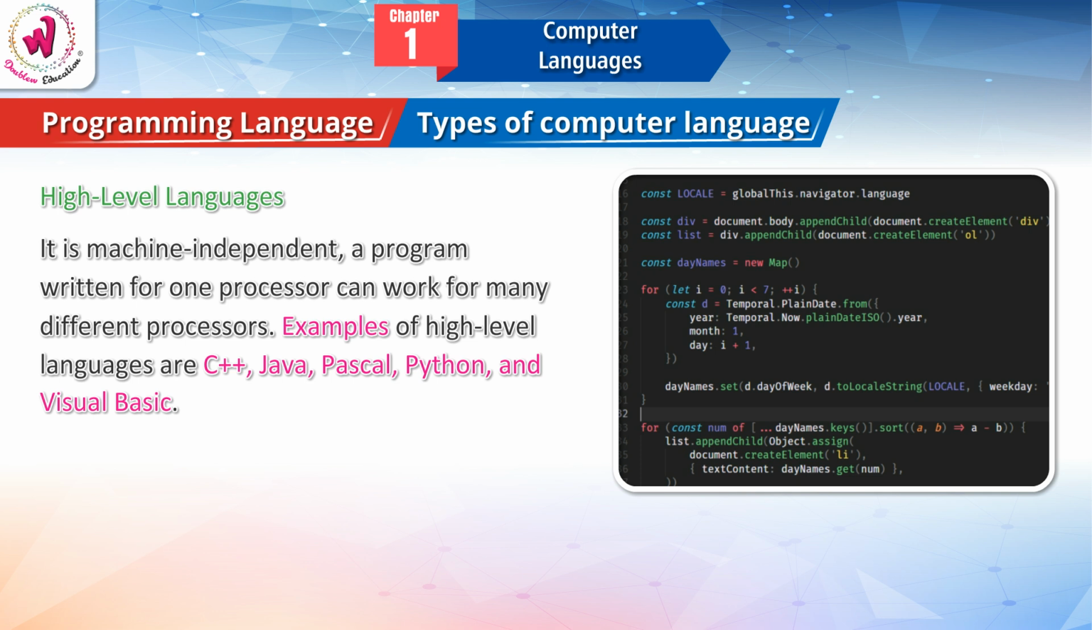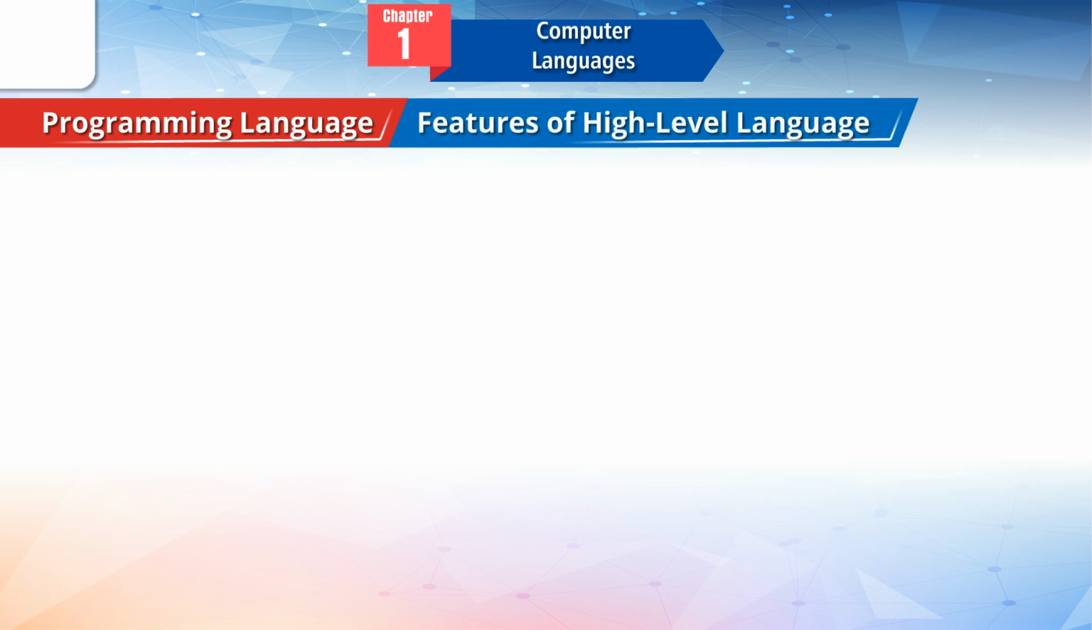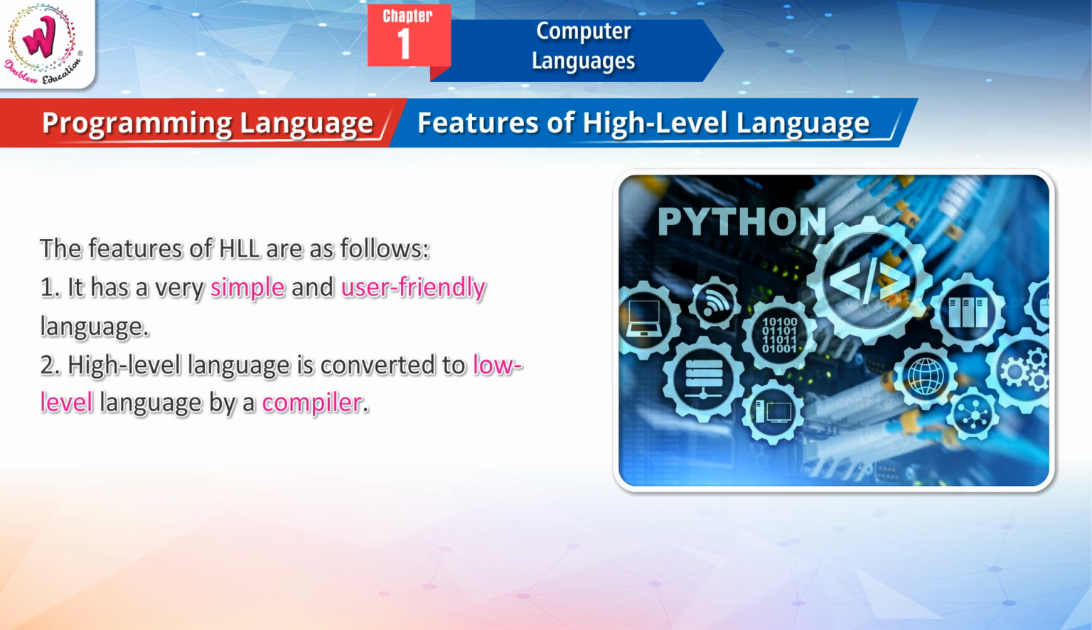A program written for one processor can work for many different processors. Examples of high-level languages are C++, Java, Pascal, Python, and Visual Basic. Features of high-level language. The features of HLL are as follows.